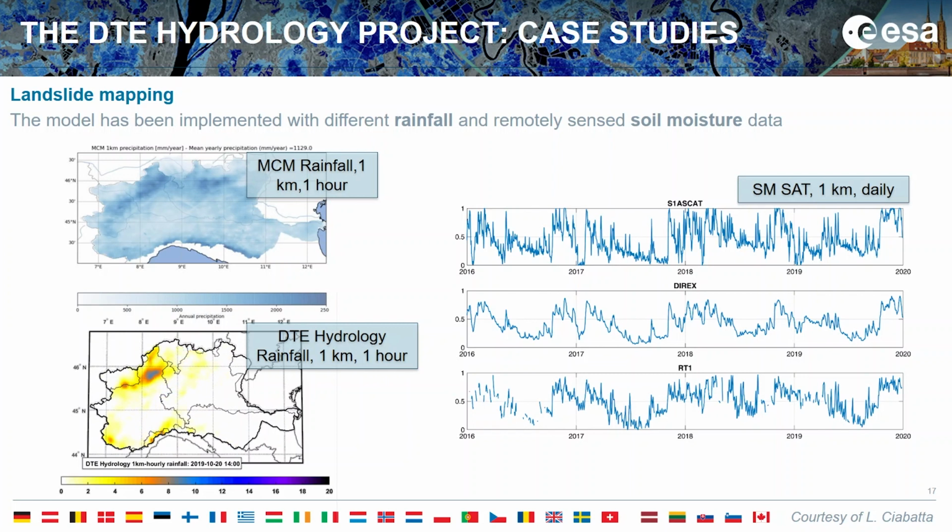So with this philosophy, what we have implemented is the factor of stability spatially distributed in space, with 2 different data sets of rainfall from the project, MCM, which is a merging of rain gauges and radar, and another product developed within DTE. Together, as we said, it's important to have both rainfall and soil moisture. So together with 3 different versions of the soil moisture from Sentinel-1 at 1 kilometer daily. So basically 3 soil moisture products, a couple of products of rainfall, so 6 combinations in total.